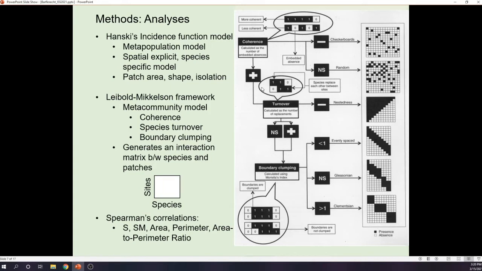Now, if you have positive coherence, you can have differences in turnover where you can have nested, where this would be more of a system where there's a core site that contributes species to some ordered subset of sites, either in a nested fashion or based on boundary clumping. This is again the case where it's not significant or positive. If you do not have very well boundary clumping, you'd have a more gradual exchange of species across a set of sites.